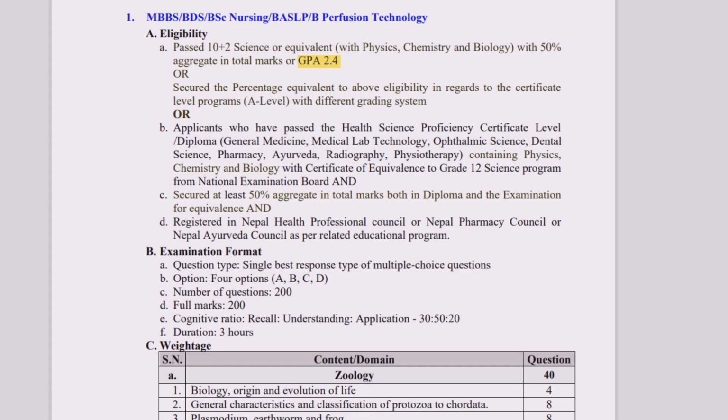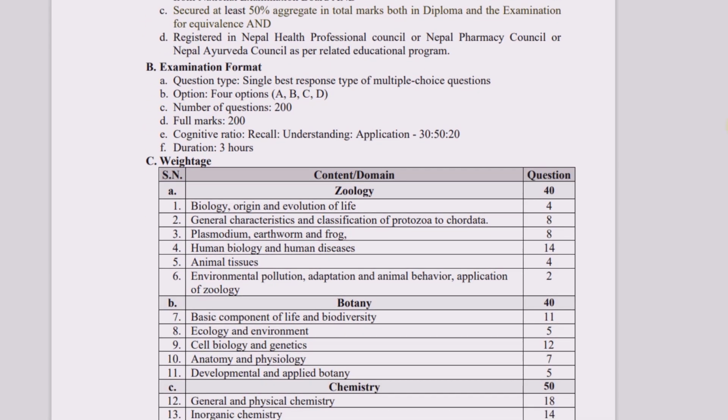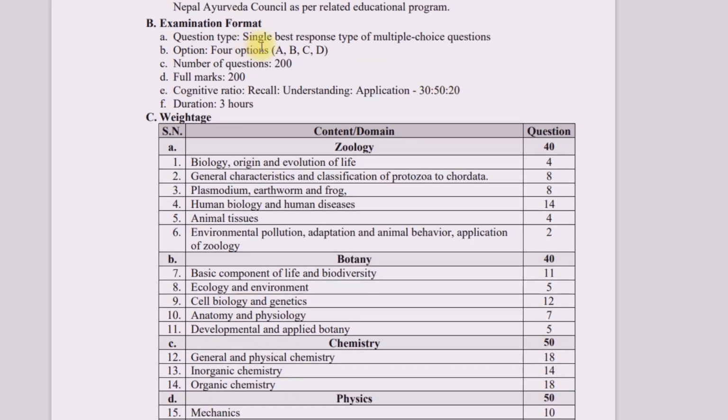And the examination format is single best response type, which I already talked about earlier. There are 4 options, out of which you have to select the best one. There are 200 questions and the full marks is 200. It is a 3 hours exam.